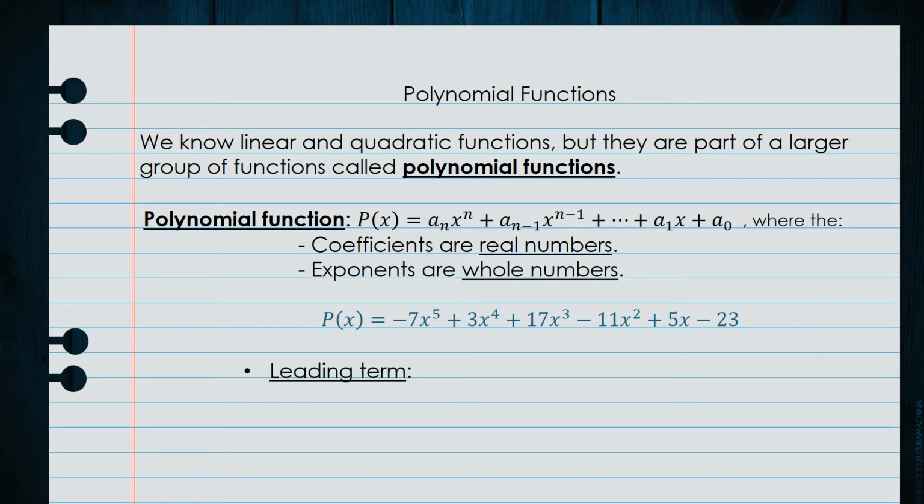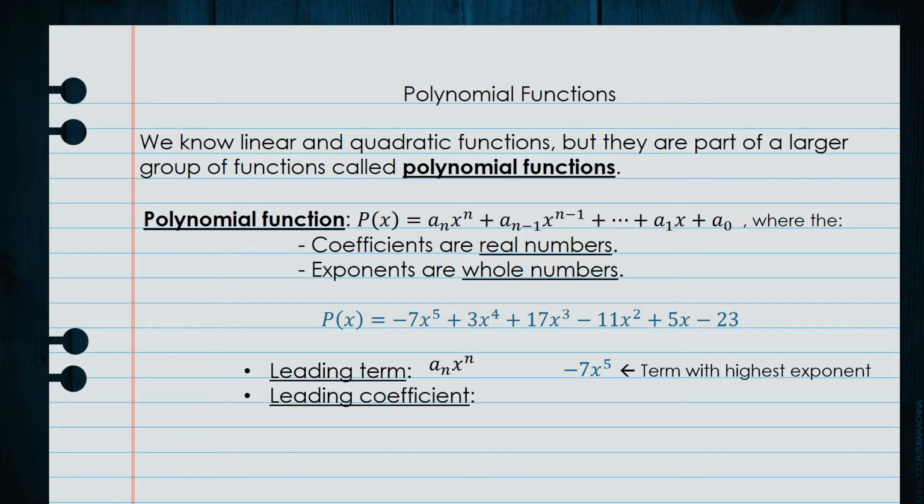The leading term is known as the term with the highest exponent. In the generic form, that's represented as a sub n x to the nth power. Now, to make more sense of it, looking at our example, our leading term would be negative 7x to the 5th.